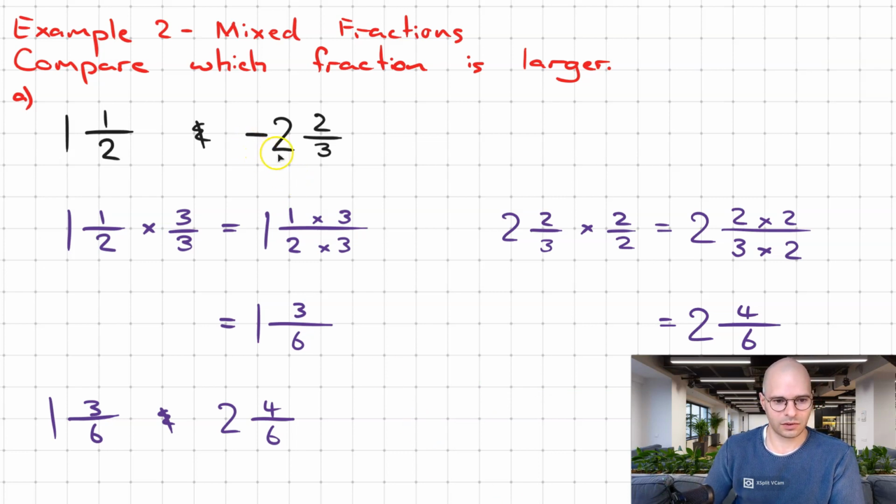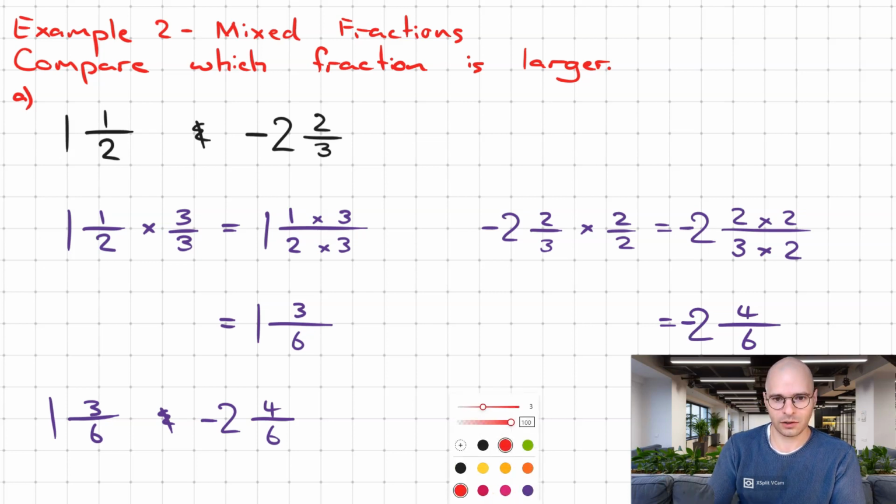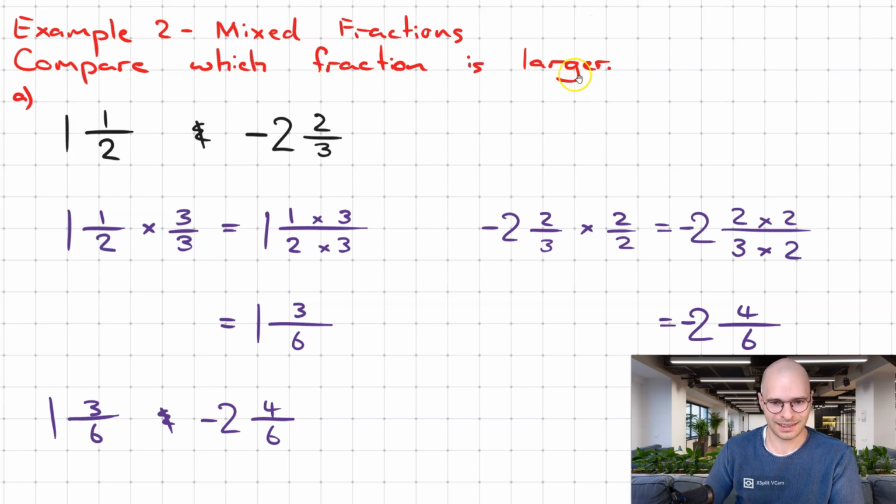Now the second question that could arise is, what happens when one of the fractions is negative? So you've got -2 2/3. Well, in this instance, this would have the consequence of making this negative over here, and this would be negative down here as well. Now in this instance, we need to read the question carefully. It says, which fraction is larger? Larger implies that it is further from 0. So in such an instance, -2 4/6 is still larger. The reason being is -2 is further from 0 than 1. So this would still be larger.